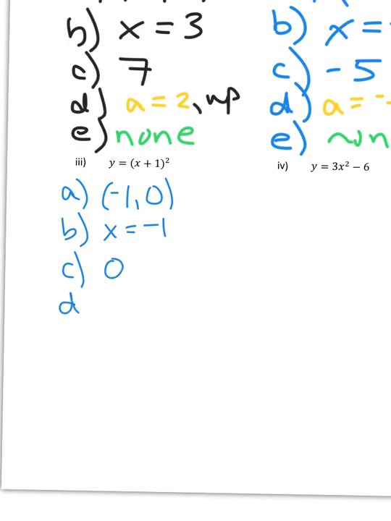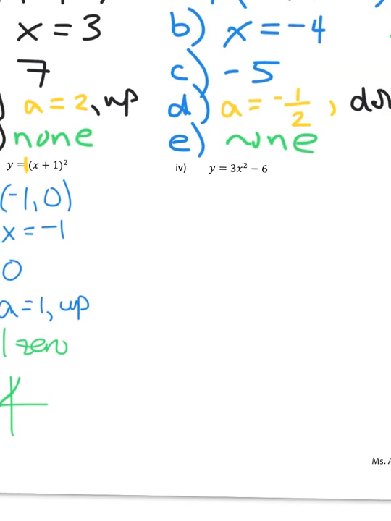D, my A value, I can't see it, so I know it's a 1. So A equals 1, that's from out front here. So it's going to open up. And E, how many zeros do we think we'll have? If I'm at -1 and 0, I have my vertex right on the x-axis opening up, so I have 1 zero.